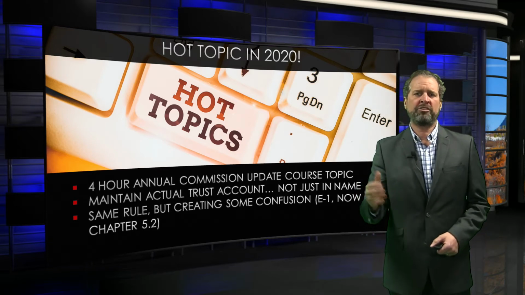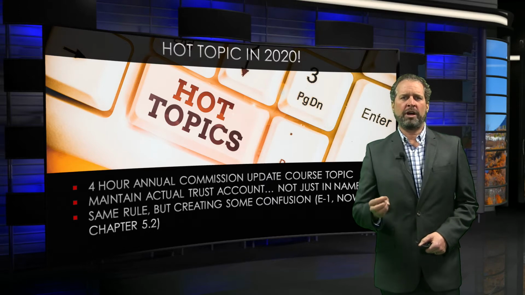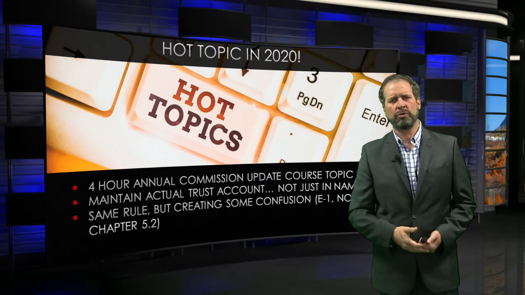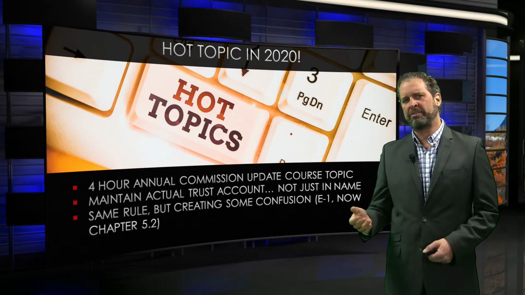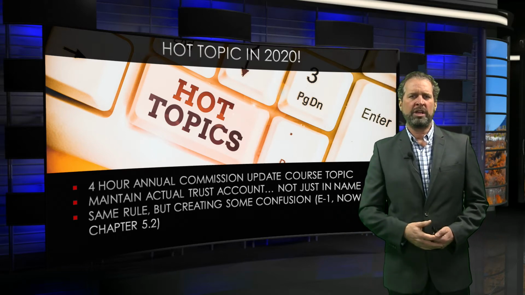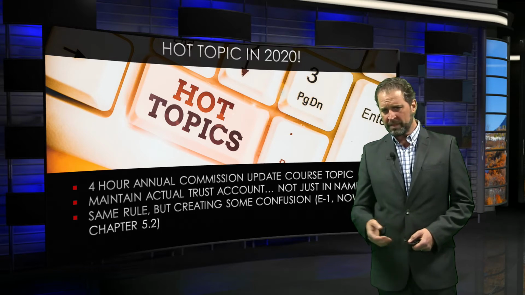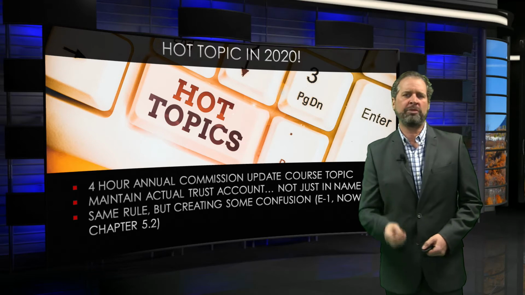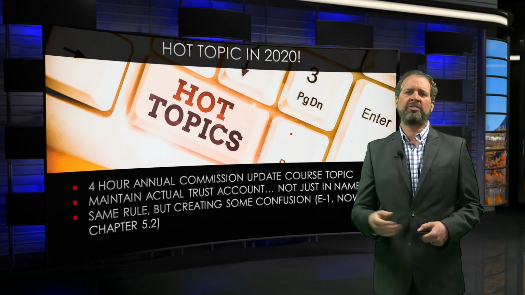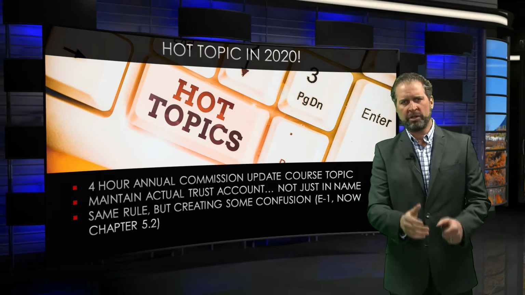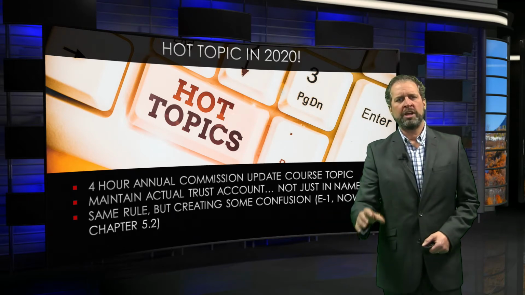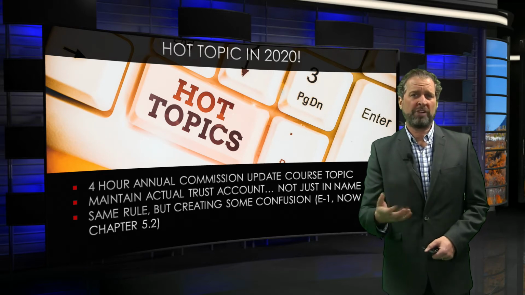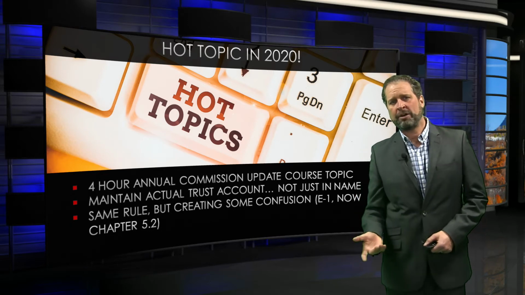Based on the recodification, or restructuring, of the real estate commission rules, it's now all of Chapter 5, and specifically 5.2 is where we get into the language that applies. The teaching point from the slide in the annual commission update course in effect says that if you're a licensed broker holding money for third parties, then you need to make sure that what you're maintaining is an actual trust account, not just a trust account in name.